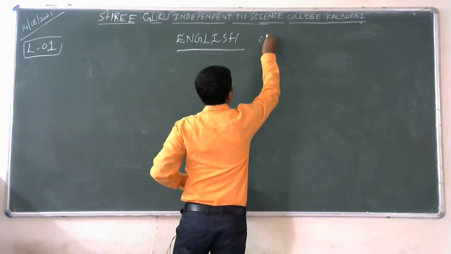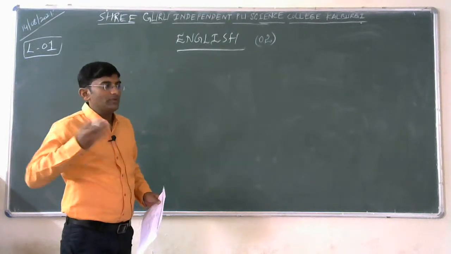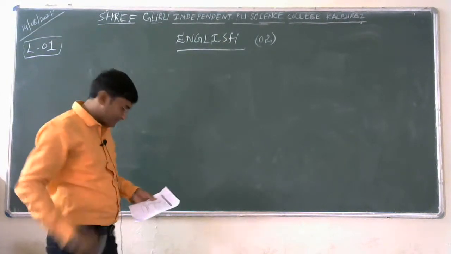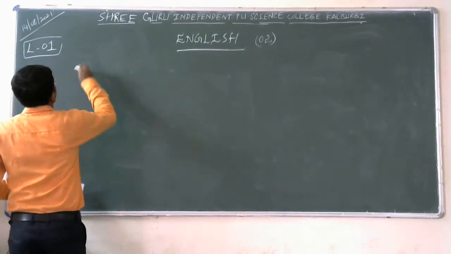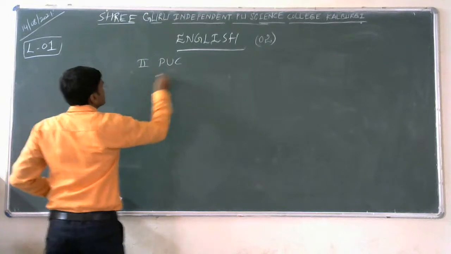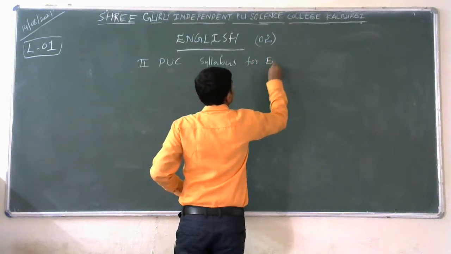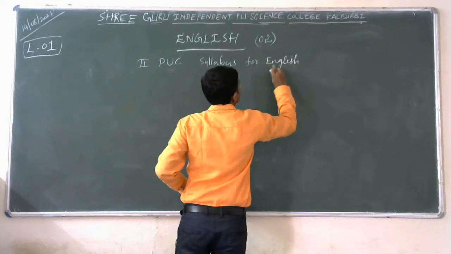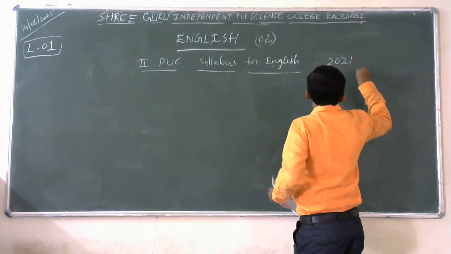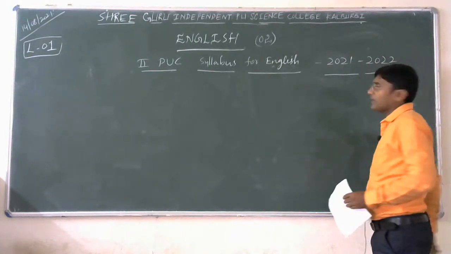English, obviously, it is written here, its code in the annual examination, which will appear or be printed on the question paper, English for 02. Right, in the first term for second PUC, for this academic year, 2021 and 2022.